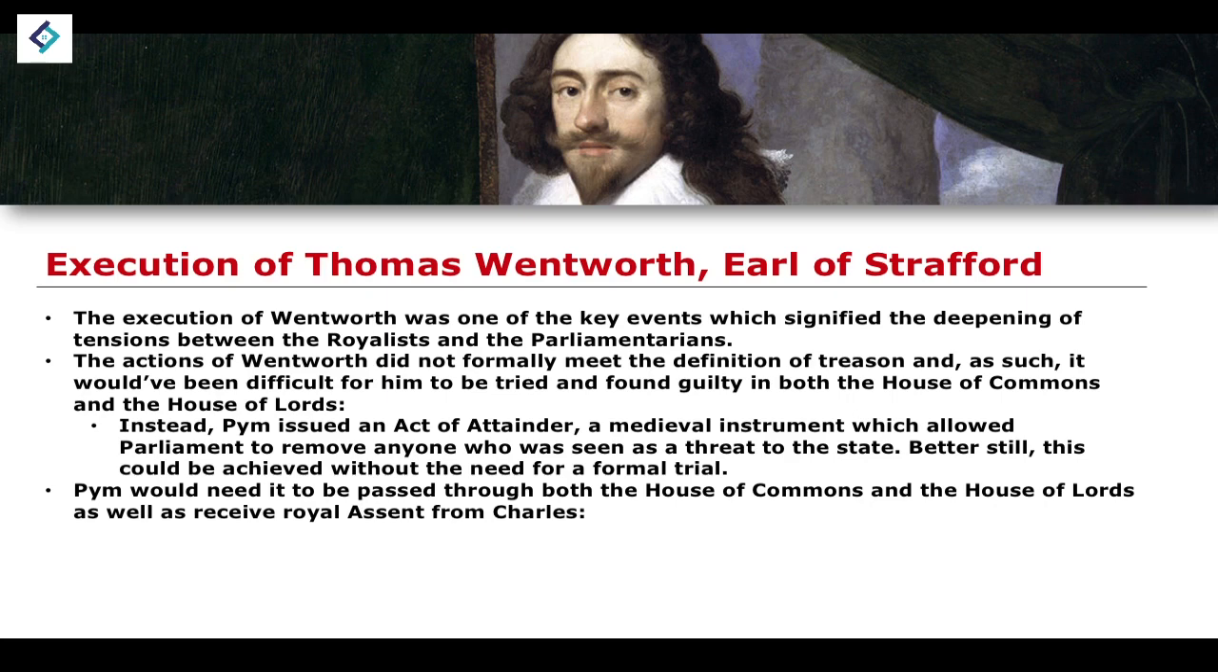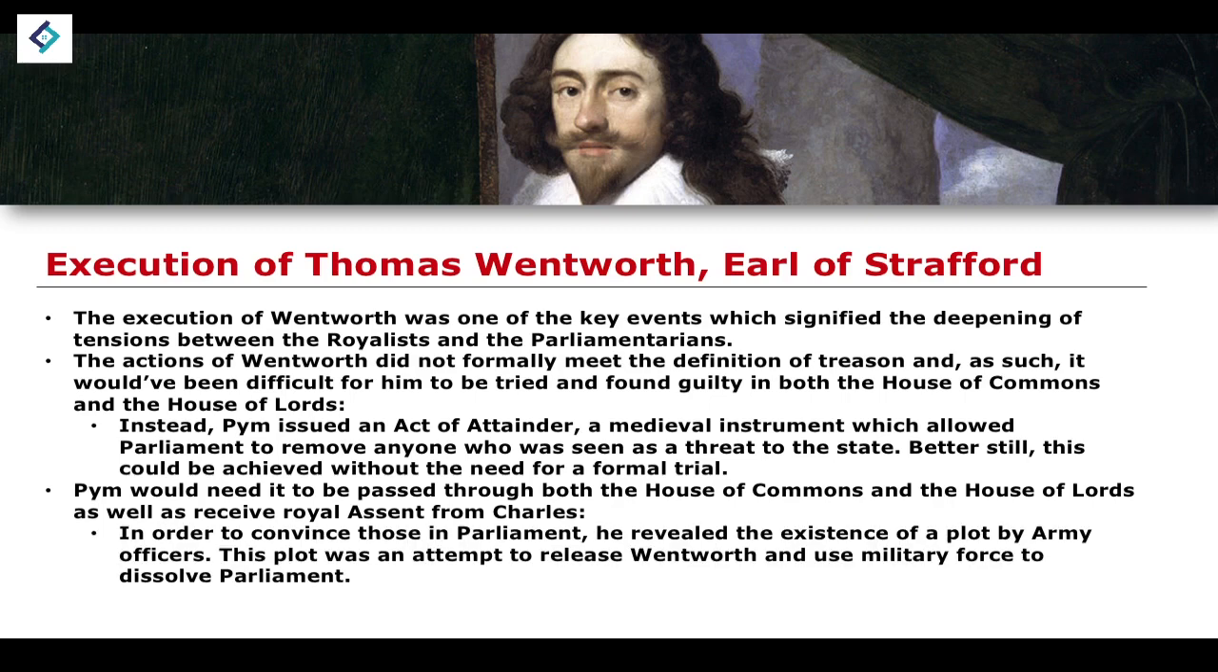for a formal trial. Pym would need it to be passed through both the House of Commons and the House of Lords and also receive royal assent from Charles, but it would not require a formal trial. And given the fact that Wentworth didn't meet the definition of treason, a formal trial wasn't necessarily going to yield the guilty verdict, so this was probably the better option for them.